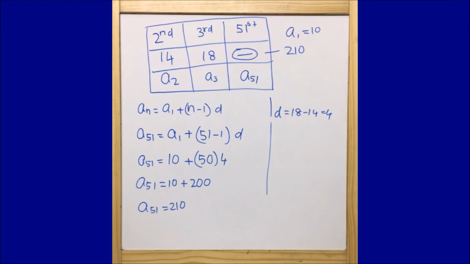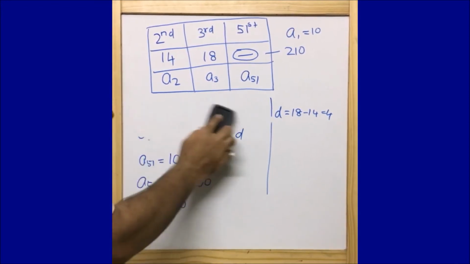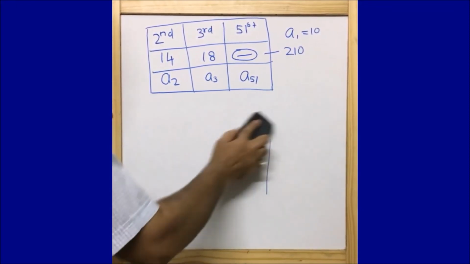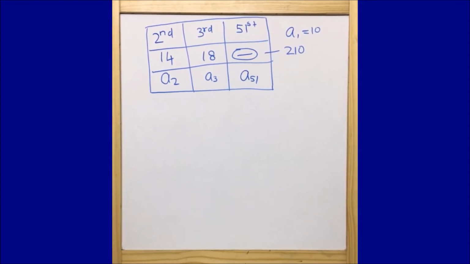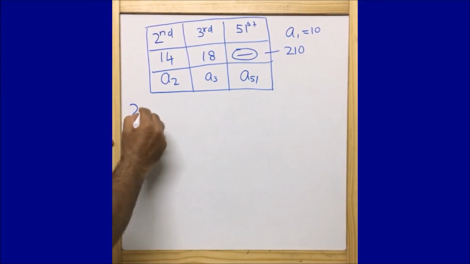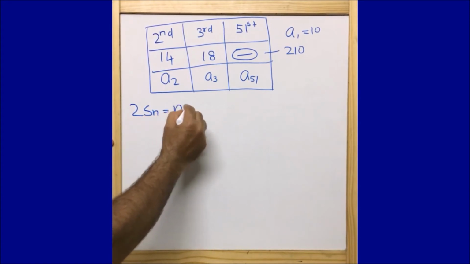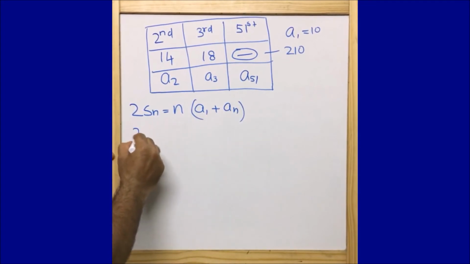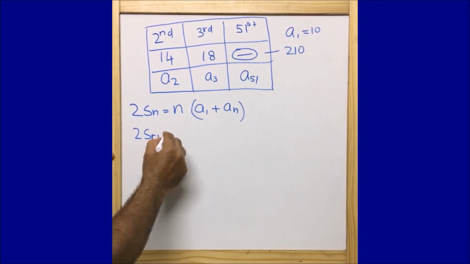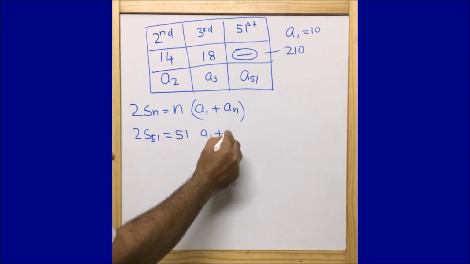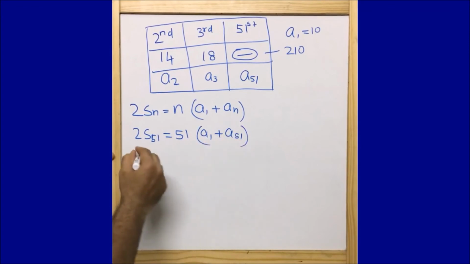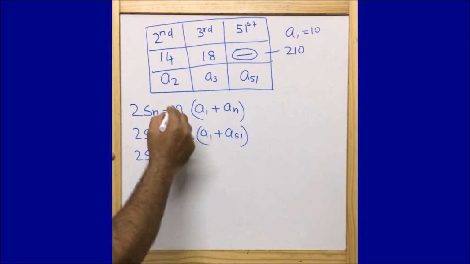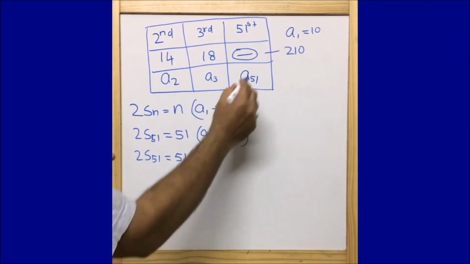Now let us find the sum, because as per the question they want us to find the sum of the first 51 terms. So let us use a51, and we can get the sum: 2Sn is equal to n into a1 plus an. When n is equal to 51, I can write 2S51 is equal to 51 into a1 plus a51, or 2S51 is equal to 51 into a1, which we got as 10, plus a51, which we got as 210.